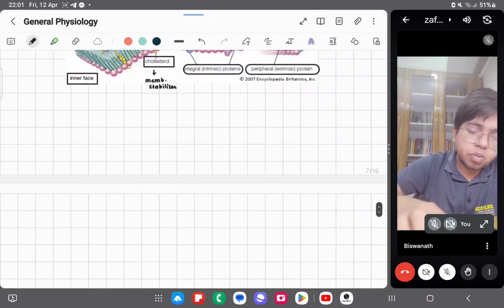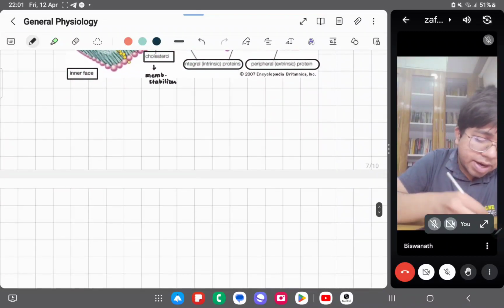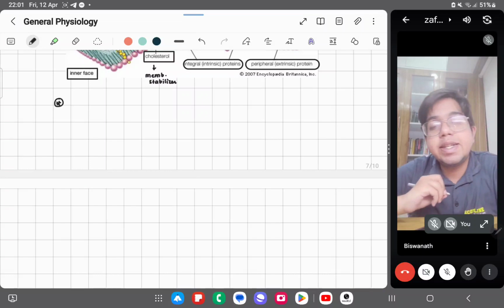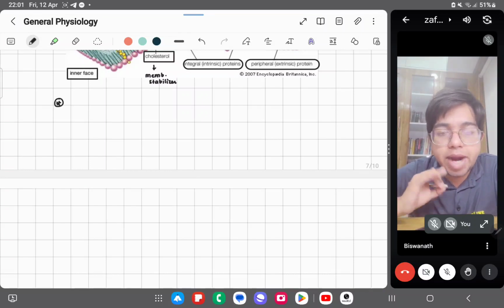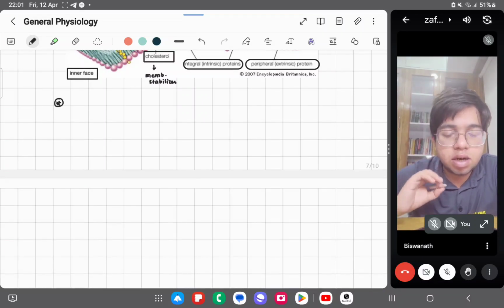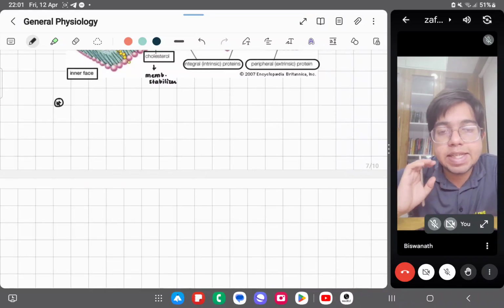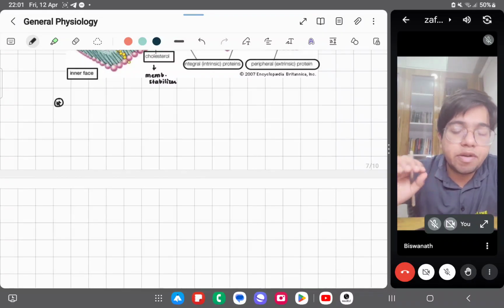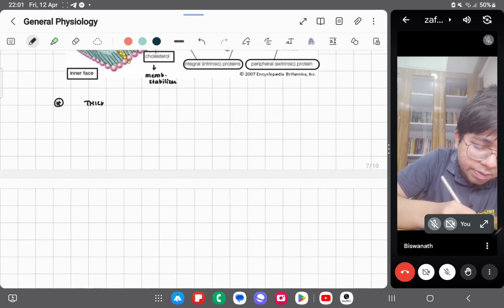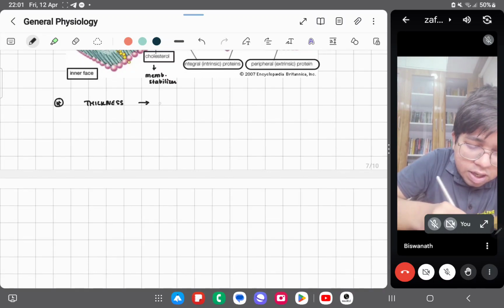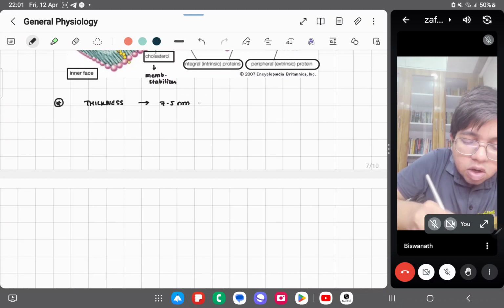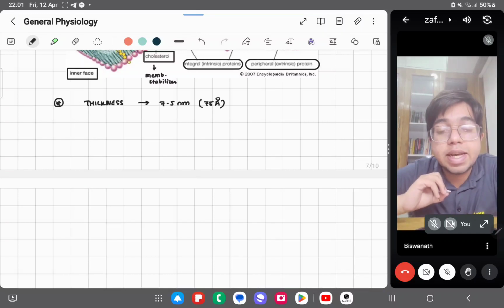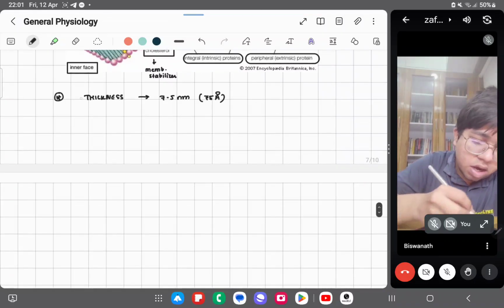So, first point, just write in cell membrane. Basically, this is a comprehensive course on physiology, so I'm writing all the points. Just move with my pace and we will ace physiology like anything. The basic thickness of the cell membrane is 7.5 nanometers, or you can write 75 Angstrom. The thickness is basically 75 Angstrom of the cell membrane.